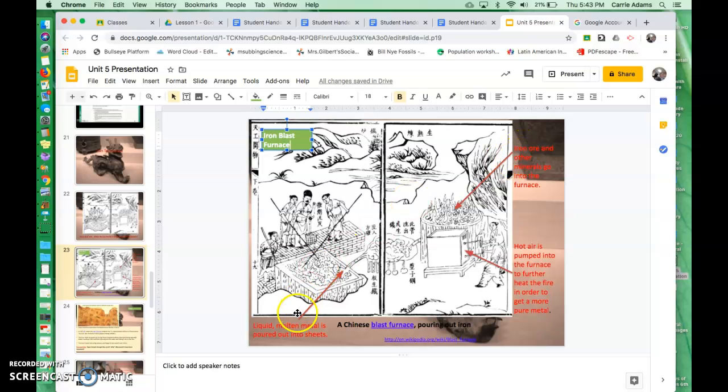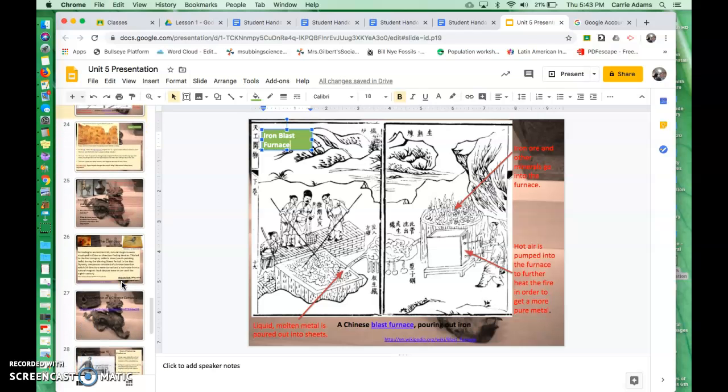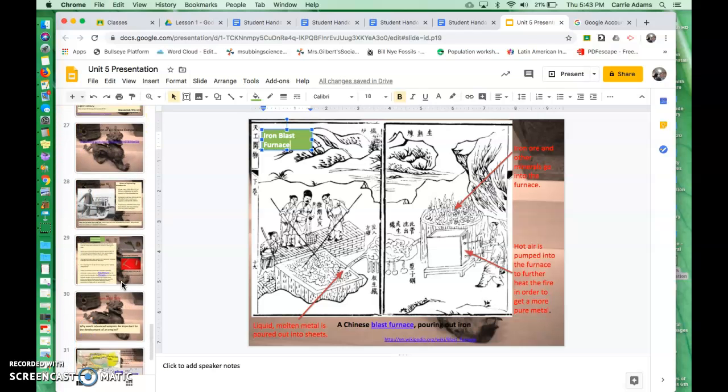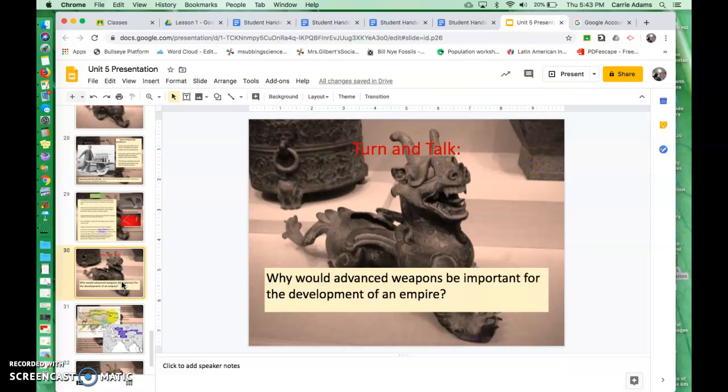Hopefully, based on this information, you'll be able to figure out what problem they had. Why did they need to create this technology? So you're going to go through all the way to, on this presentation, slide 30. If you're using the other presentation, it is slide 26.